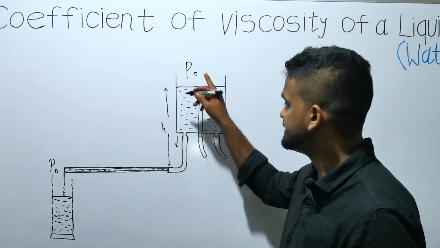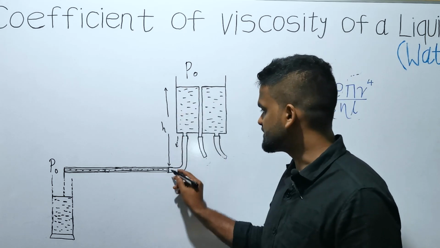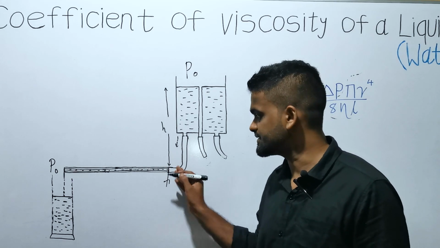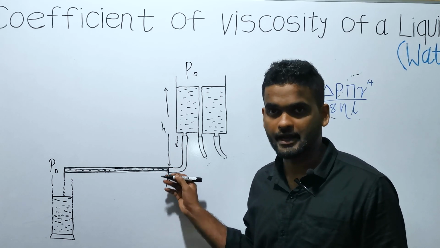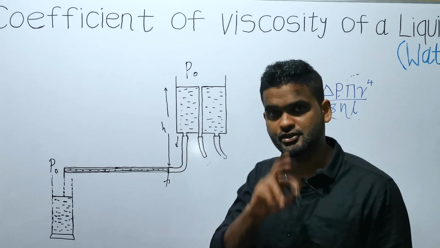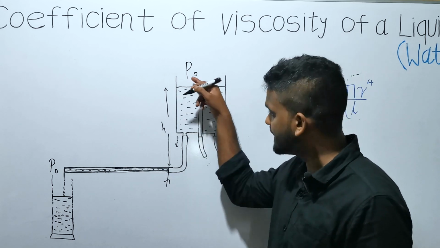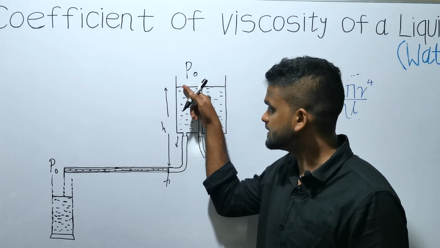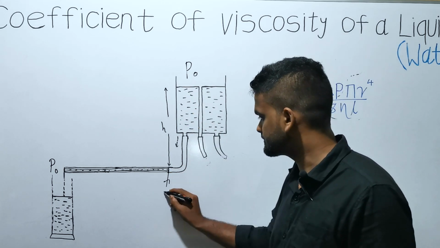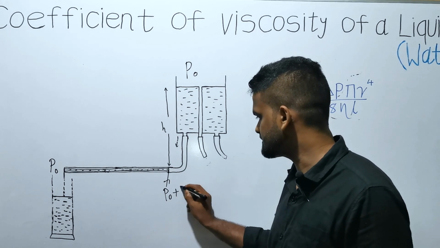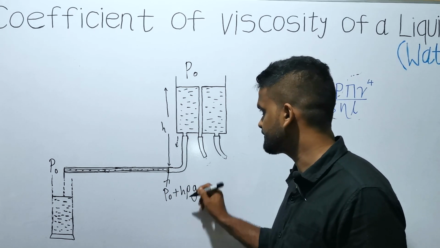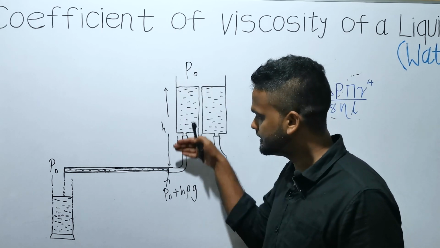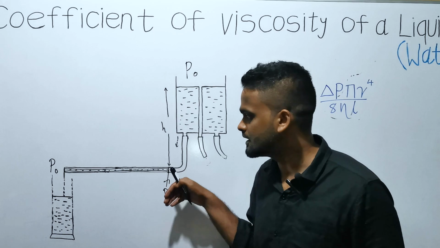Then let's say we need to find the pressure here. That is this end of the pipe, the left end of the pipe. So that pressure should be P naught plus H rho G. H rho G is the pressure head. So this is P naught plus H rho G, the hydrostatic pressure caused by this liquid level.